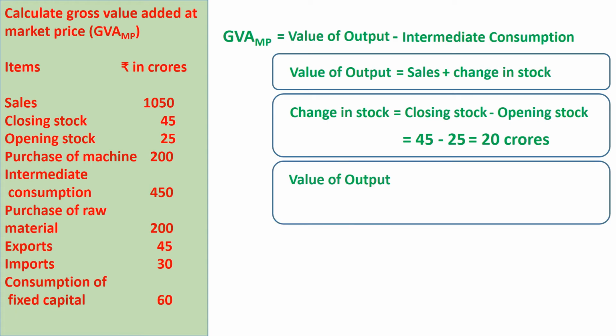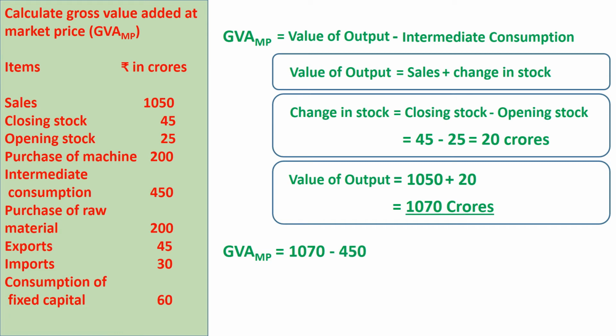Now value of output is equal to sales, that is 1050 crores, plus change in stock, that is 20 crores, equal to 1070 crores. Now GVA at market price is equal to value of output, that is 1070 crores, minus intermediate consumption, that is 450 crores, equal to 620 crores.